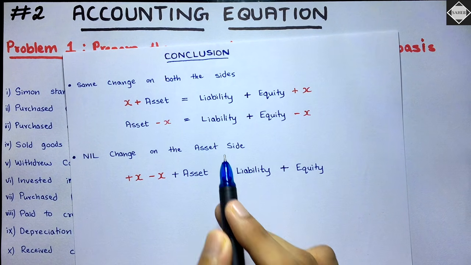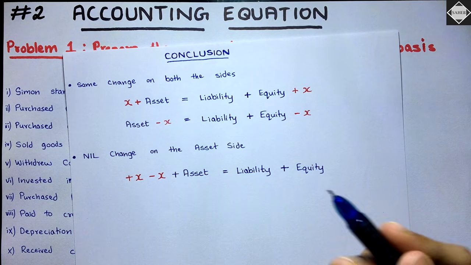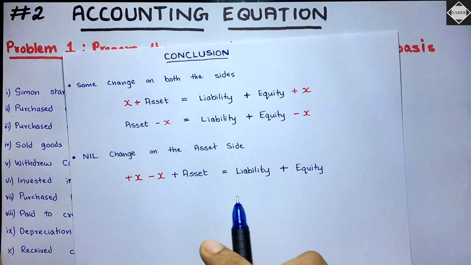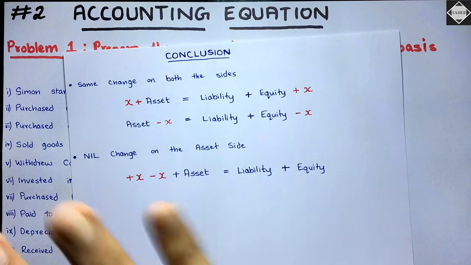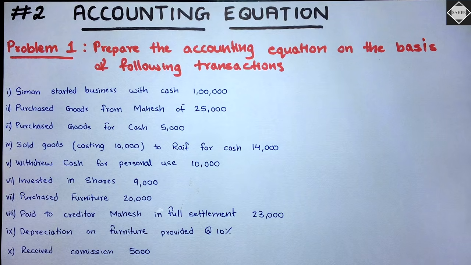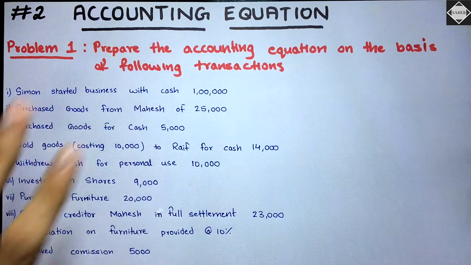Nil change means the change will be only on the asset side: minus 10,000, plus 10,000, like that. So this was the first video. Now to understand each and everything, of course you have to go and watch that. Now let's get back to this video and let's see this question.